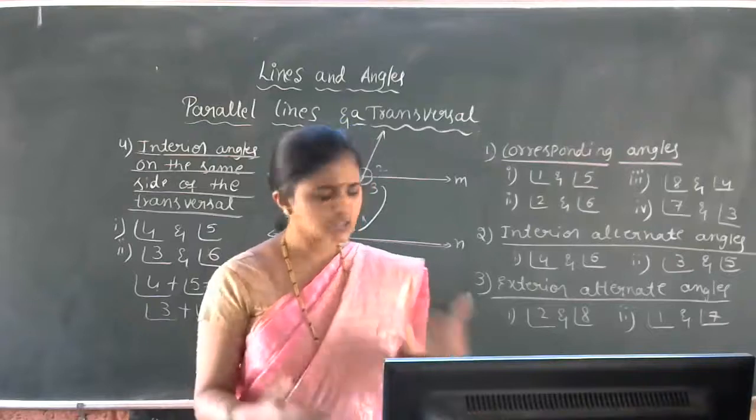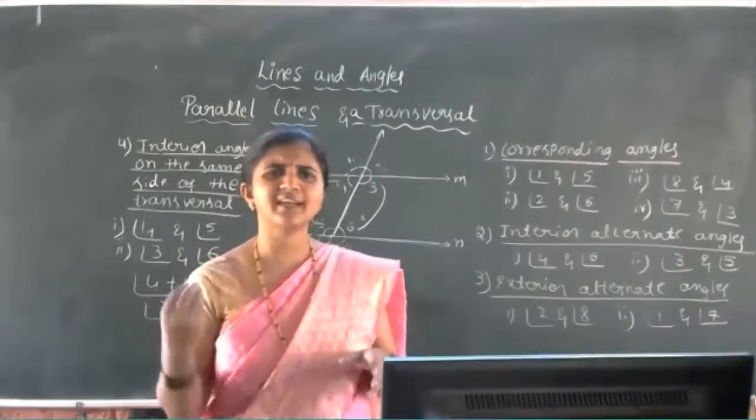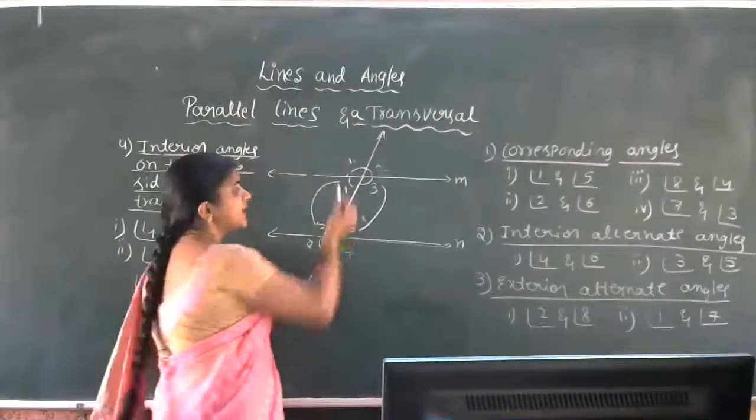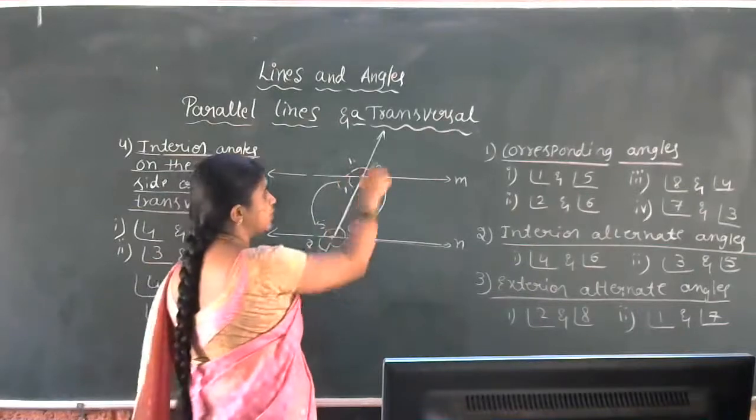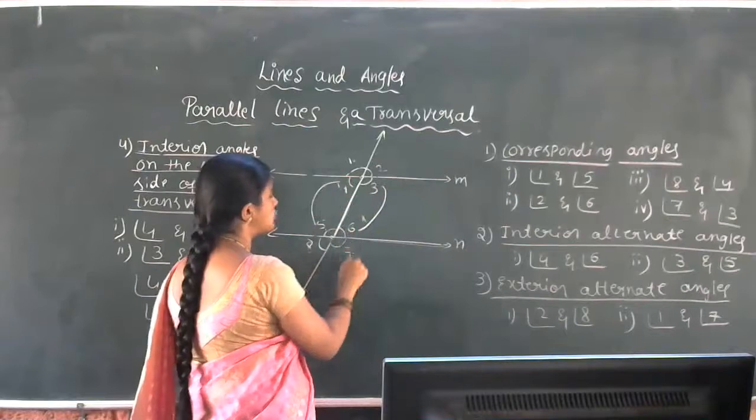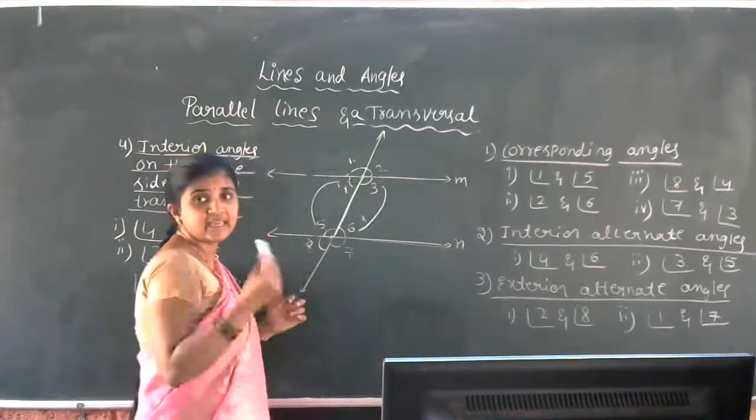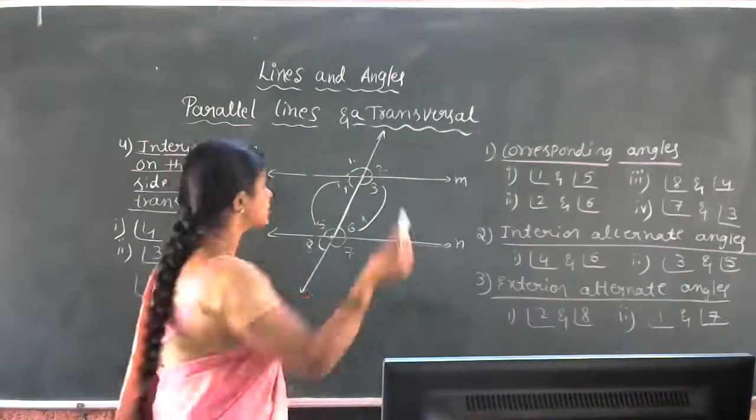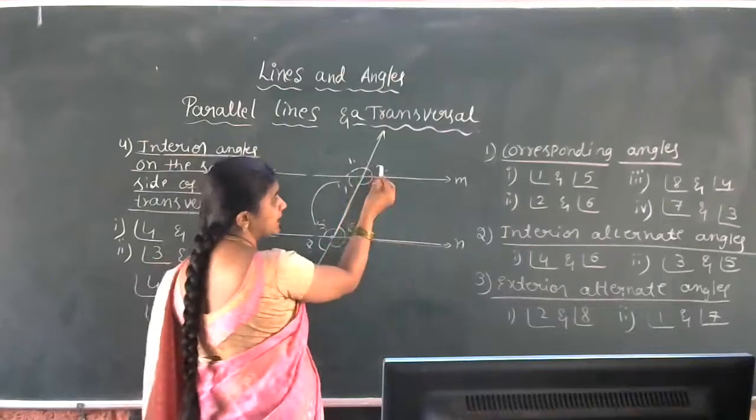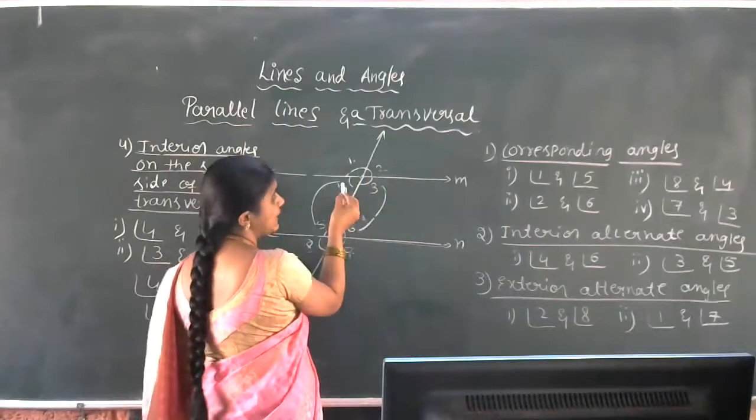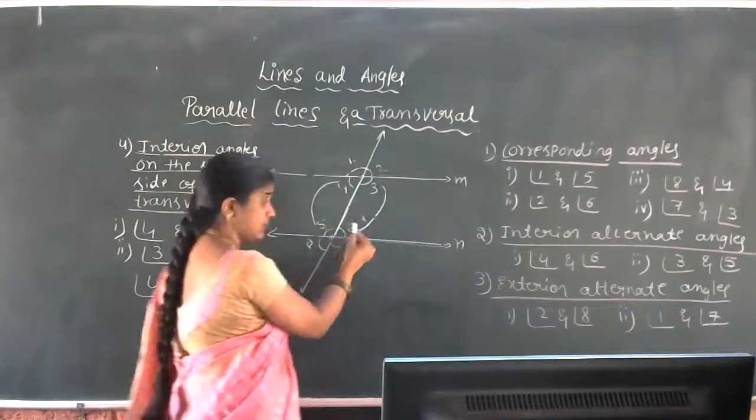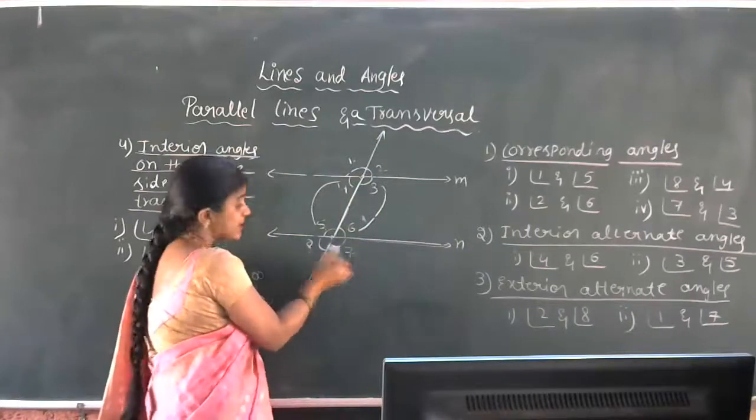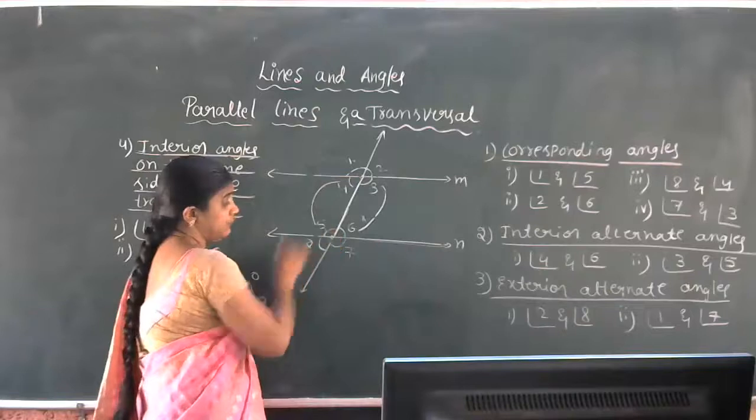Yes, here also we can use vertically opposite angles and all. Very good. Here also angle 1 is vertically opposite to angle 3. 1 is equal to 3, 2 is equal to 4, 5 is equal to 7, 6 is equal to 8. Yes, of course, linear pair also you can use. 1 and 2 linear pair, 2 and 3 linear pair, 3 and 4 linear pair, 1 and 4 linear pair, 5 and 6 linear pair, 6 and 7 linear pair, 7 and 8 linear pair, 8 and 5 linear pair.